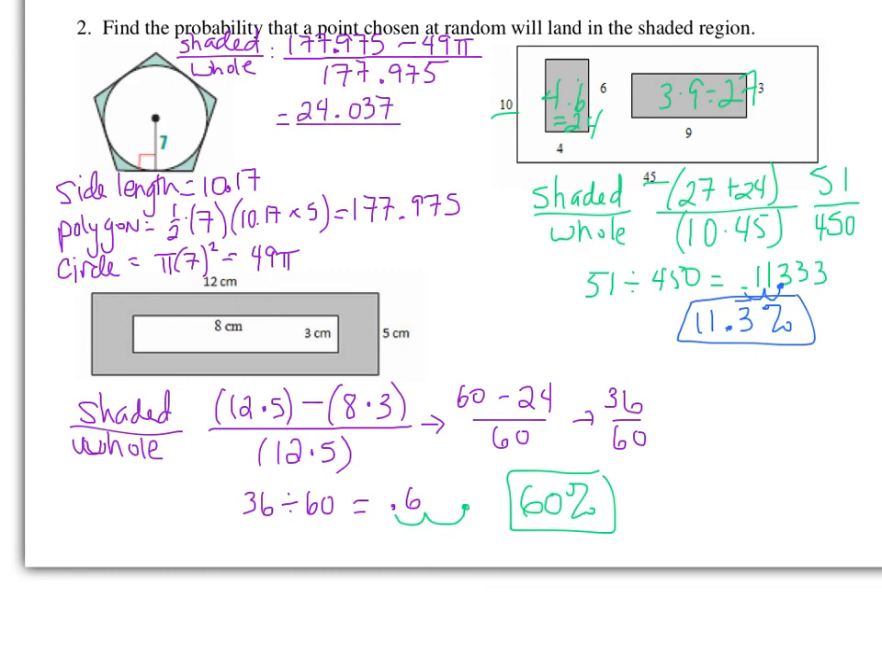24.037 if we round that, over the 177.975. When we divide that in the calculator, we get 0.135. But remember, we have to move the decimal over 2 places. So that's going to be 13.5% is how much that shaded section takes up out of our total shape.